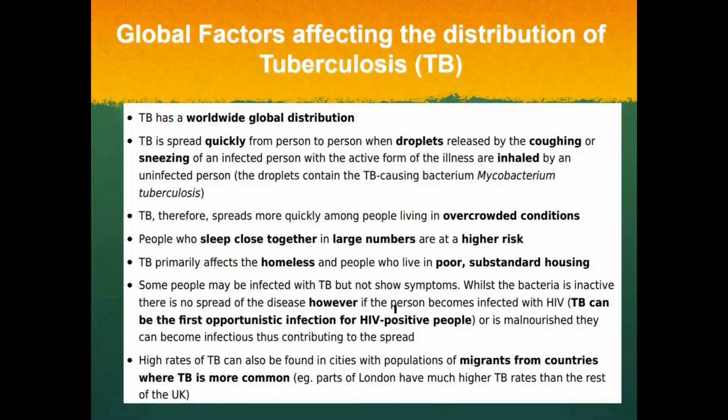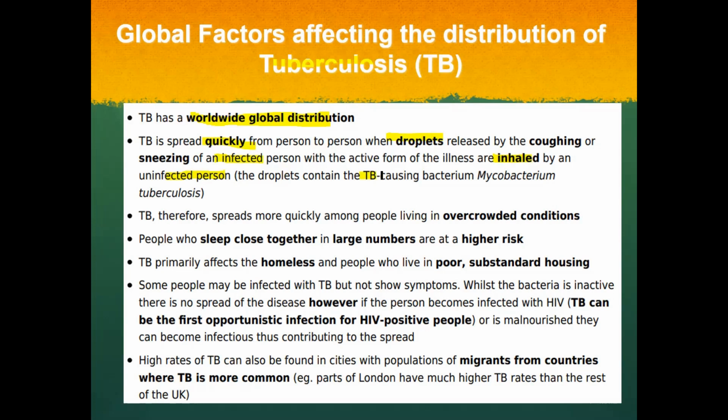Okay, then let's talk about the global factors affecting the distribution of tuberculosis. Tuberculosis also has a worldwide global distribution, right? Malaria, when we talk about it, is mostly confined to African countries, okay? But tuberculosis has worldwide global distribution. TB is spread quickly from person to person through droplets released by coughing or sneezing of an infected person with the active form of illness, and these are inhaled by uninfected persons. So it passes from someone who is actively infected to an uninfected person.